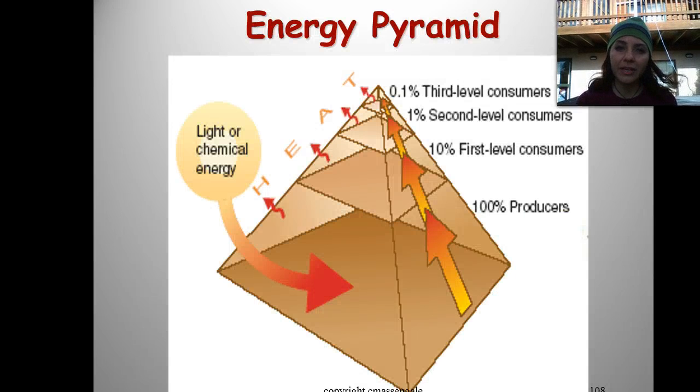So the next couple of slides I'm going to show you are just different representations that you might see on your exams. This is an energy pyramid. Again, it starts off with 100% and it goes up and losing 90% of the energy at each level. So if we start off with 100, the next level is 10, the next level is 1, and then the next level is 0.1%.